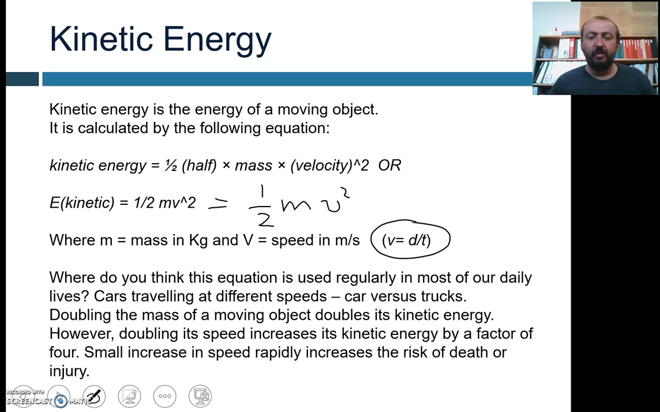Okay, just a question here. Where do you think this equation is used regularly in most of our daily lives? So cars traveling at different speeds, cars versus trucks. What we're going to see here is doubling the mass of a moving object doubles its kinetic energy. However, doubling its speed increases its kinetic energy by a factor of 4. And that's because of this little 2 up here, this squared.